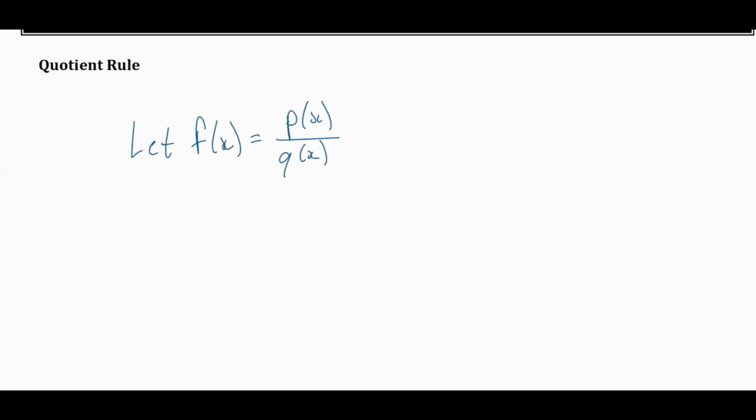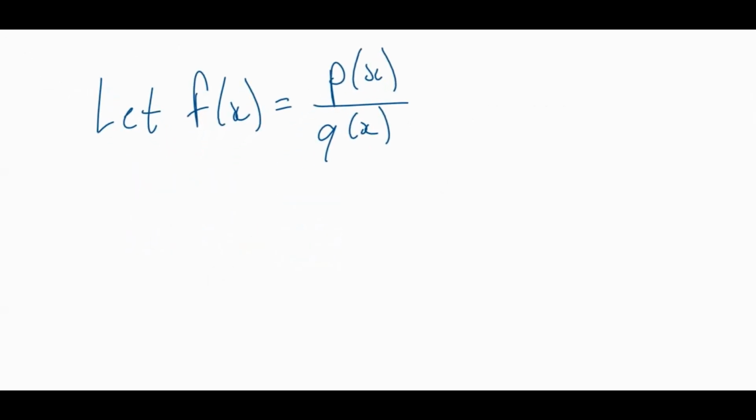Okay? So again, the quotient rule, we haven't even talked about it yet, but it's when you have the quotient of two functions. So f at x is p at x divided by q at x. So what we're going to do is we're going to take this and turn it into a product by moving q at x over.